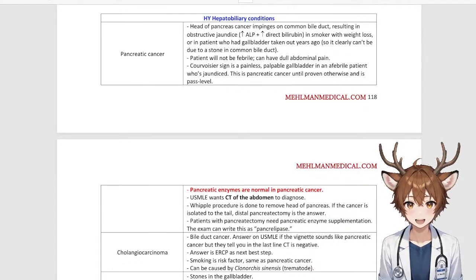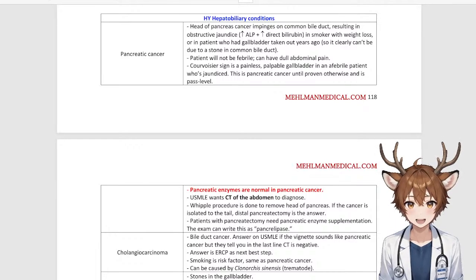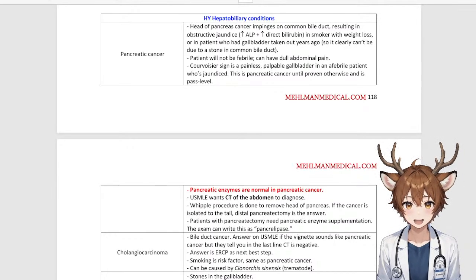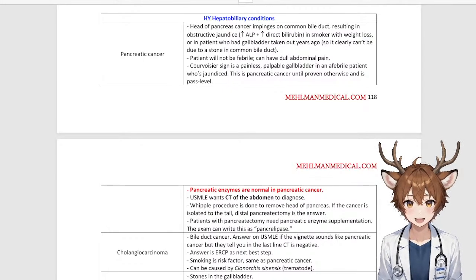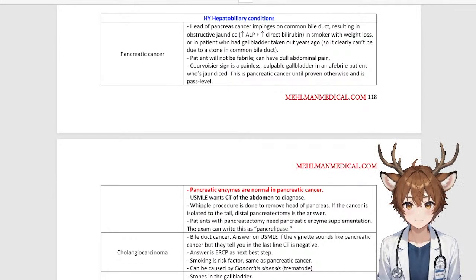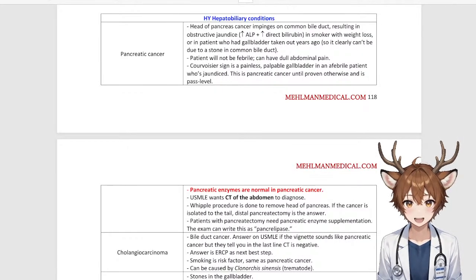Courvoisier sign, so that's how I would assume you pronounce it, Courvoisier, because it's French. But Courvoisier sign is a painless, palpable gallbladder in an afebrile patient who is jaundiced. This is pancreatic cancer until proven otherwise. Pancreatic enzymes are normal in pancreatic cancer.